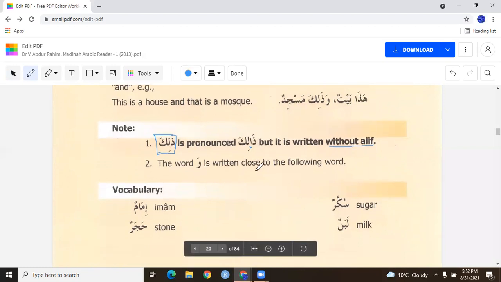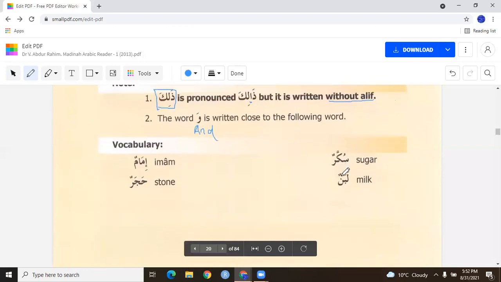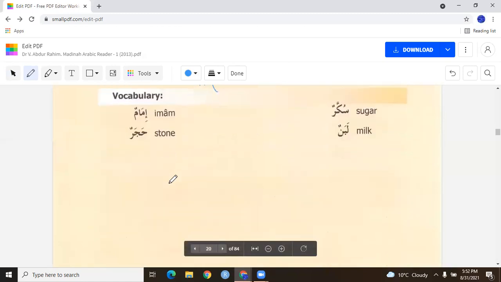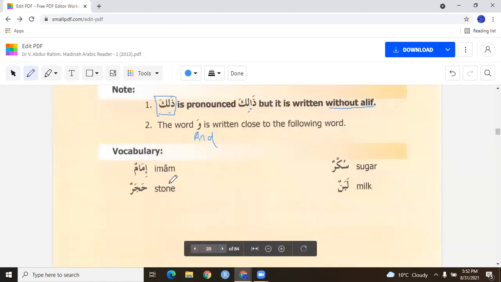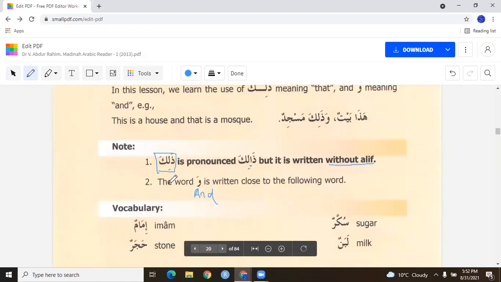Okay, the word wa is written close to the following word. And what does wa mean? It means and. Okay, and here are the vocabulary words that we learned in this lesson. Sukkarun is sugar, labanun is milk, imamun is imam, and hajarun is stone or rock. Okay, so this was a very nice and short lesson, and it helped us review what we did in the previous lesson as well, and we learned some new words.